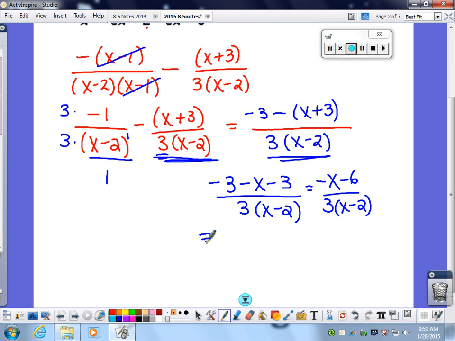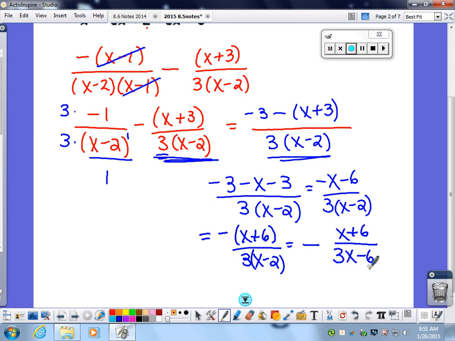If you look at the numerator, you could factor out a negative 1. So it gives me negative x plus 6 over 3 times x minus 2. That's one way to write your answer. That's an equivalent answer. Sometimes they'll put the negative out front, and you'll see x plus 6, distribute that 3 back, 3x minus 6. And that could be an answer with the negative out front.